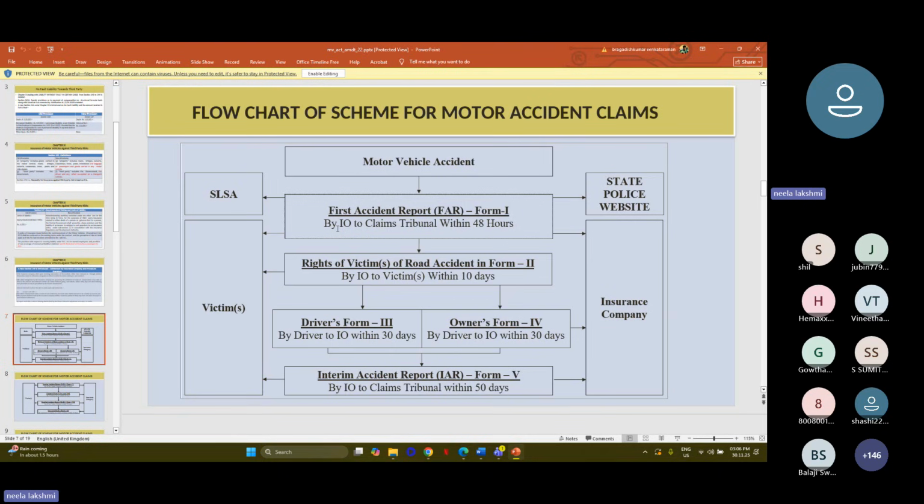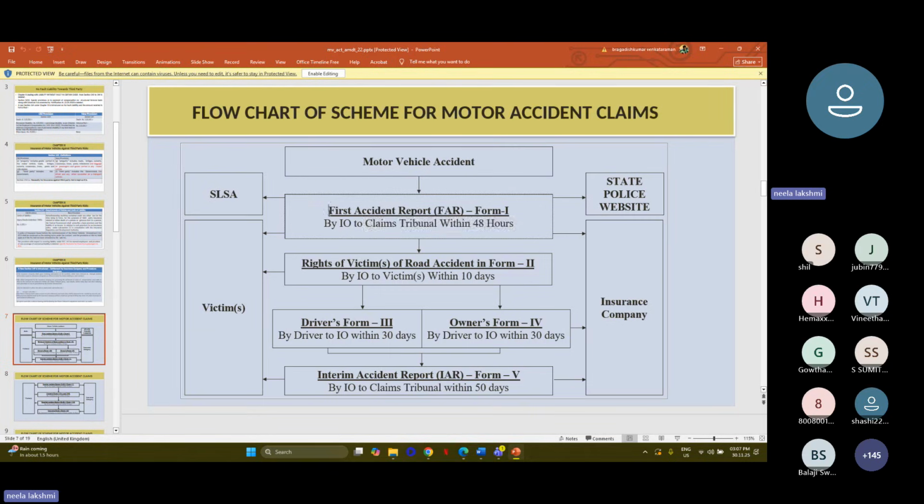It is in Form 1. It is prepared by the IO. IO means investigation officer, the police officer who investigates the particular case. He is known as IO. The FIR or FAR, Form 1, is prepared by the investigation officer from the police side and submitted to the claims tribunal within 48 hours of the accident.